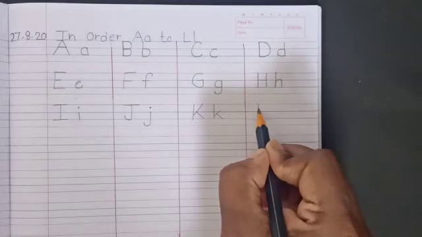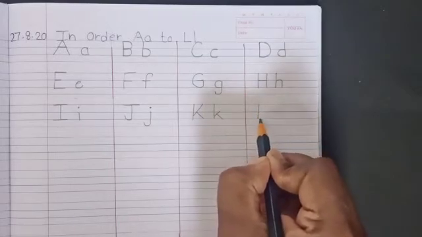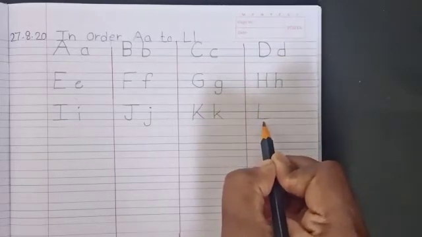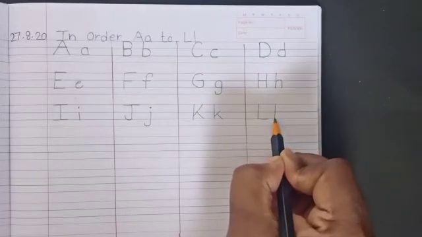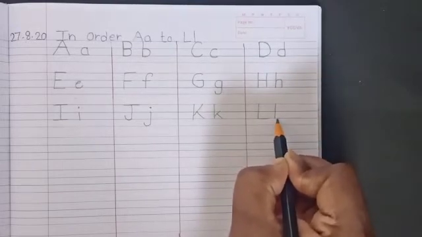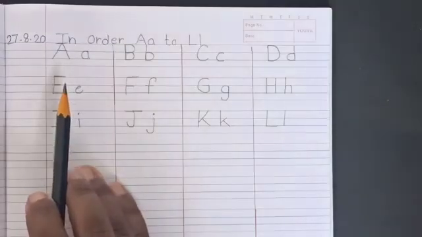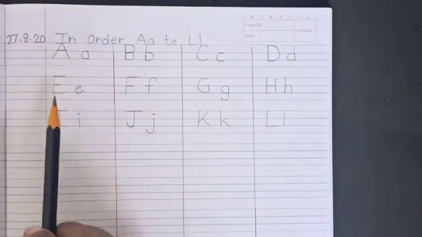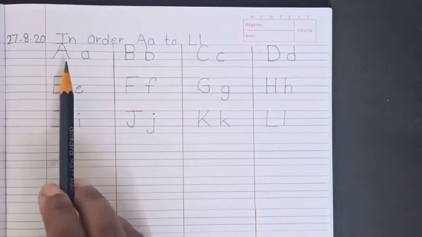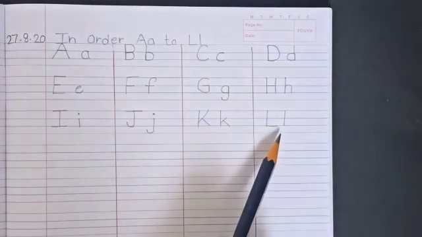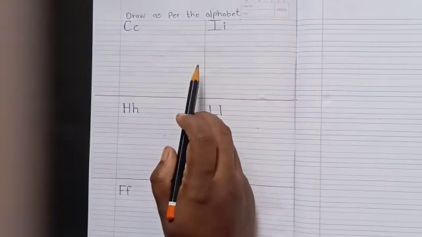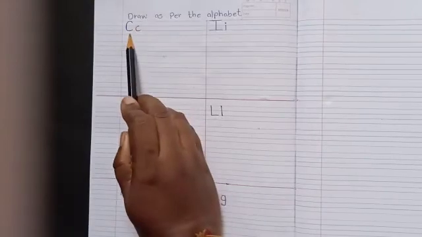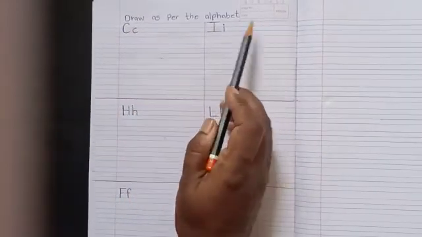L. Standing line, slipping line, capital L, and a standing line, small l. In this way, you have to practice writing the alphabet A to L in order at home. Now, let us do this exercise where we have to draw as per the alphabet.